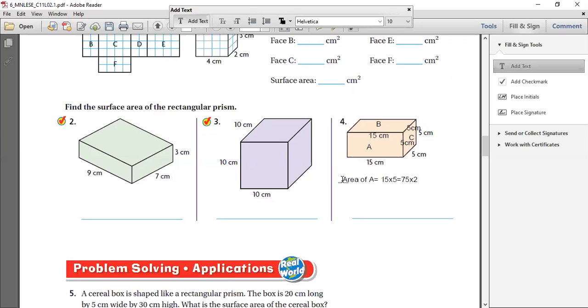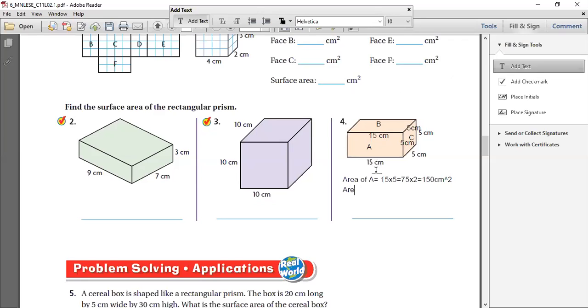Why are we multiplying with 2? Because we have two faces, the front one and the one behind. So both of them are the same. So we are going to multiply that by 2. We will be getting 150 square centimeter.